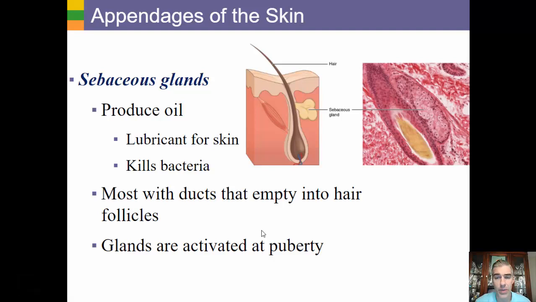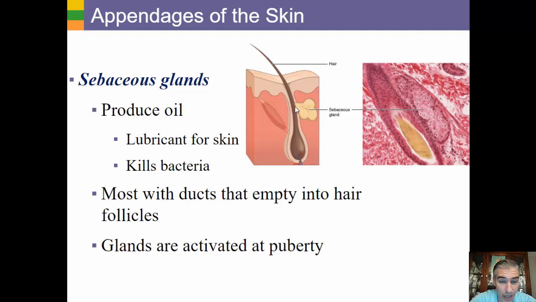So what you can see here are sebaceous glands. Sebaceous glands are these special oil-producing glands found on the hairs, and they empty out onto the hair. It is a lubricant for the skin, and it aids in waterproofing. It kills bacteria, so it's super important. As I said, most actually empty onto hair follicles, which is why if you don't wash your hair for a while, it becomes greasy, because the sebaceous glands empty onto them.